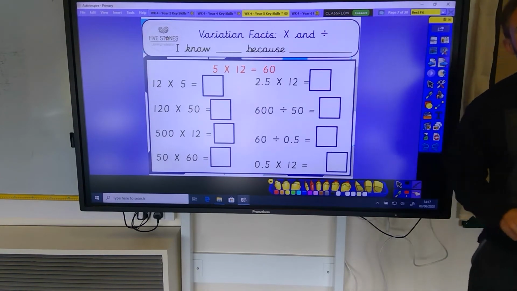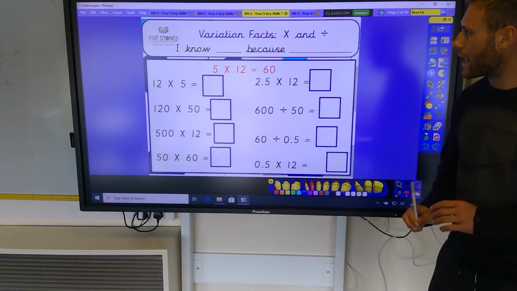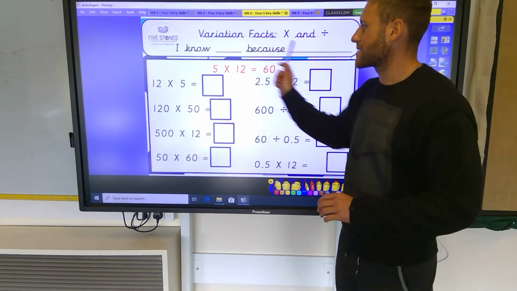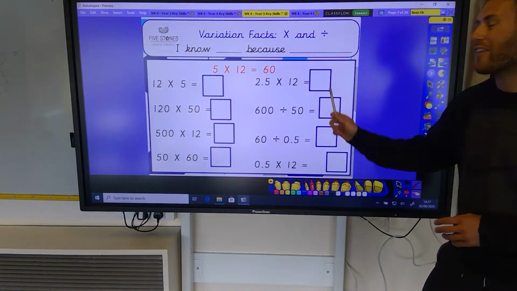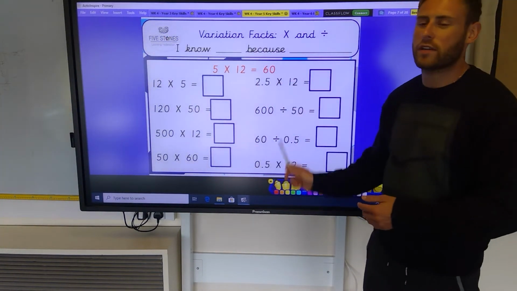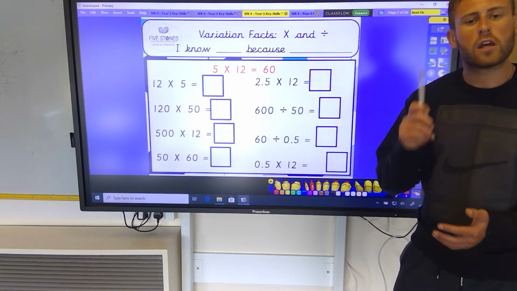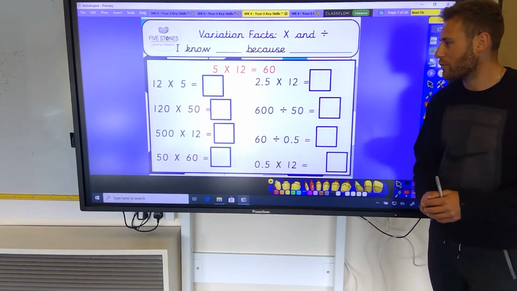Second activity for today, second of 3. We are going to be working with some variation facts. We've done this activity before where I give you a fact that is true. 5 times 12 equals 60. We know that's true. Double check just to give you some confidence.